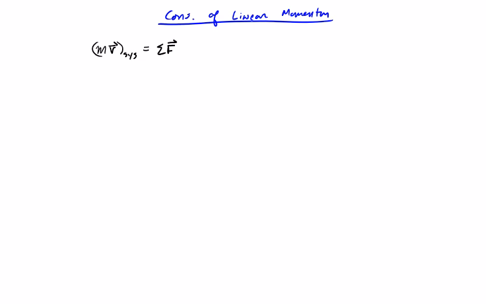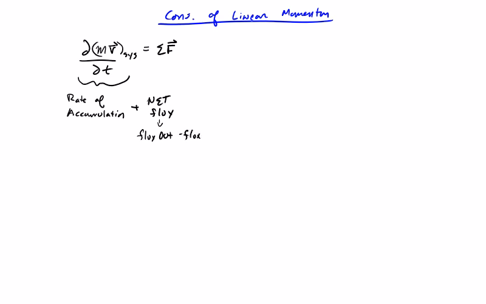All right, and just like we did for conservation of mass, what we're going to say, by the way, it's obviously a derivative, right? What we're going to say is that this term can be thought of as a rate of accumulation of momentum in a differential control volume plus the net flux, which is the flux out minus the flux in of linear momentum.